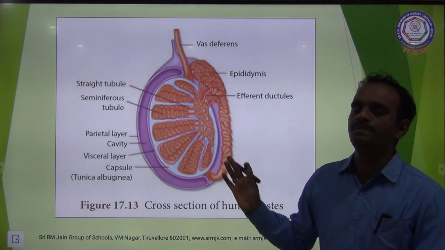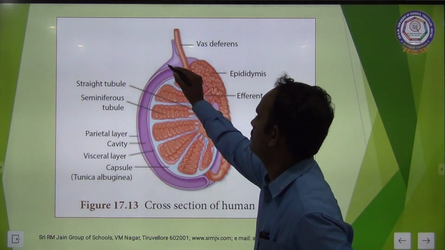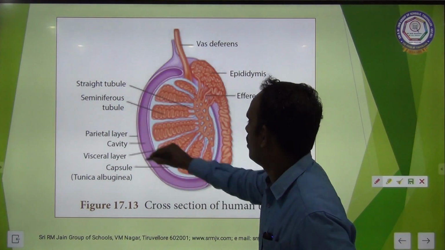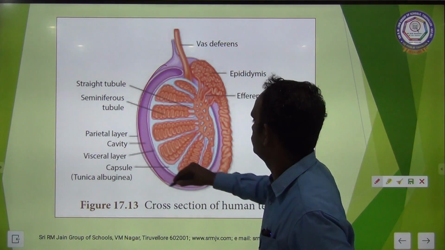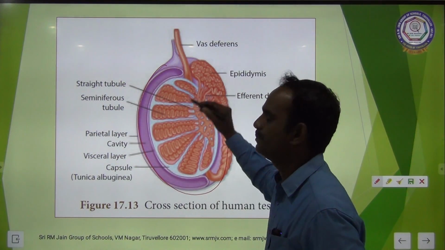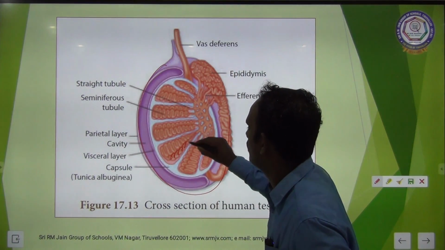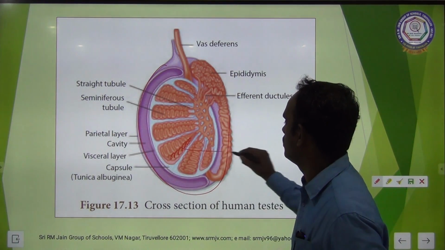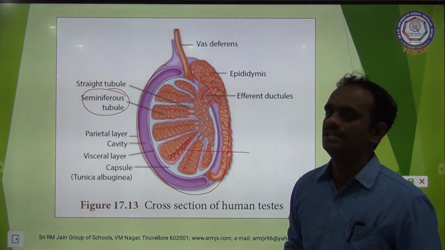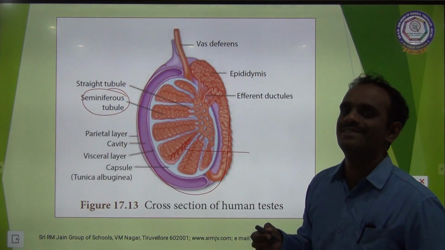See the enlarged picture of testis. See here, this is an oval shaped organ. Clear? So this is called many septa is there. Inside that, so many lobules, coiled like structure. This is called seminiferous tubules. Very, very important. This is the site of spermatogenesis. Here only the sperms are developed.